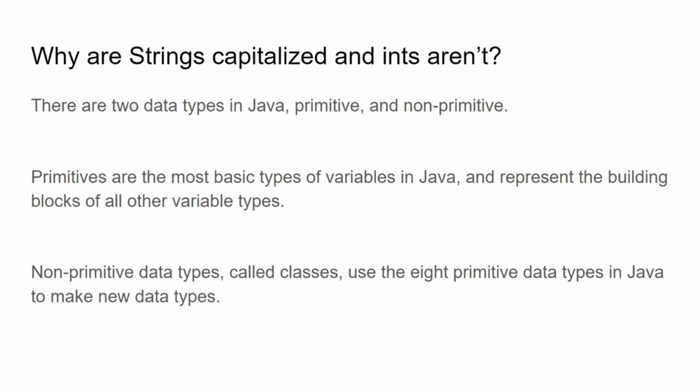Well, in reality, there are actually two data types in Java. We didn't touch on this, but types of variables are split into two categories, basically. There are primitives and non-primitive data types. Primitives are the most basic types of variables in Java that you will encounter.